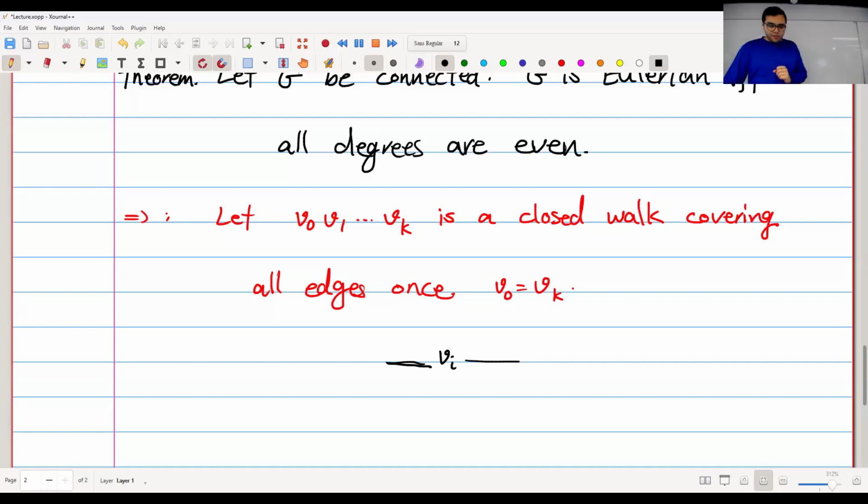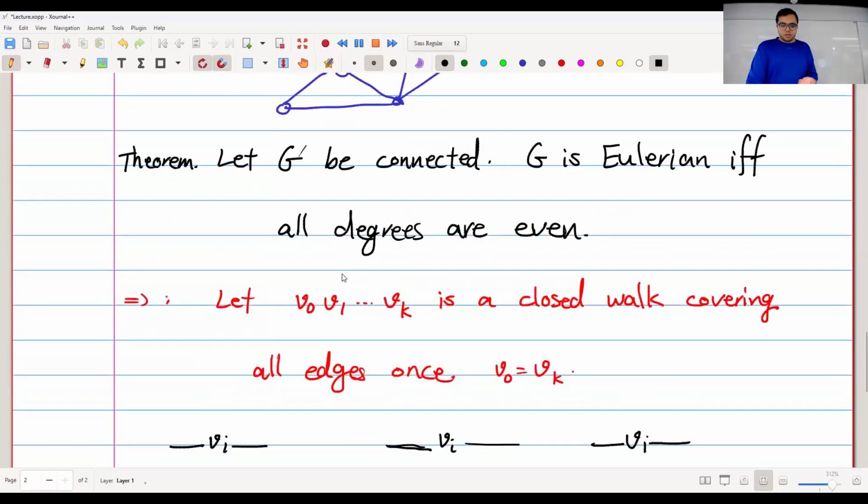So if I have a vertex Vi, it's going to appear in my walk several times. I don't know how many times, but each time there is an incoming edge and an outgoing edge, right? So the number of edges of Vi that are covered in this walk is definitely even. But I'm assuming that the walk covers all of the edges of my graph. So the degree of the vertex Vi in the whole graph is even. And this holds for every vertex. So if my graph is Eulerian, then all the degrees are even.